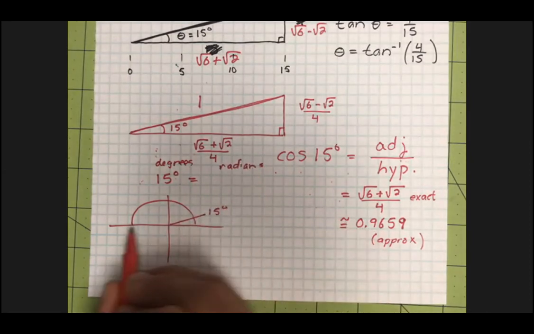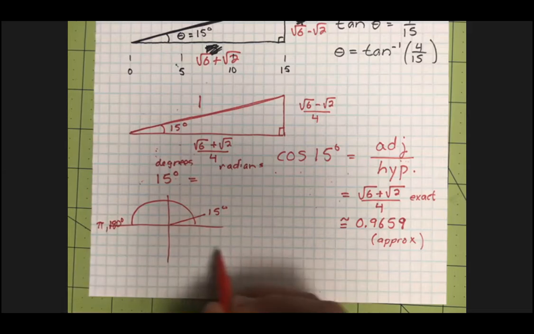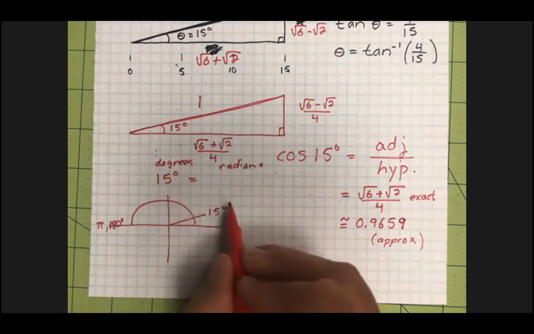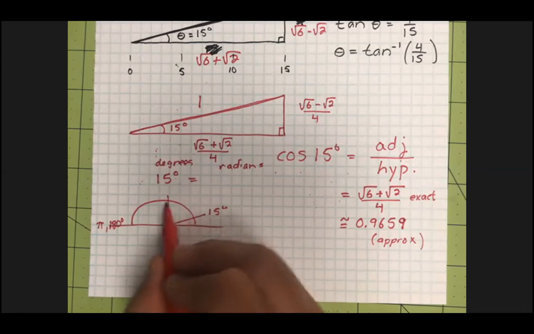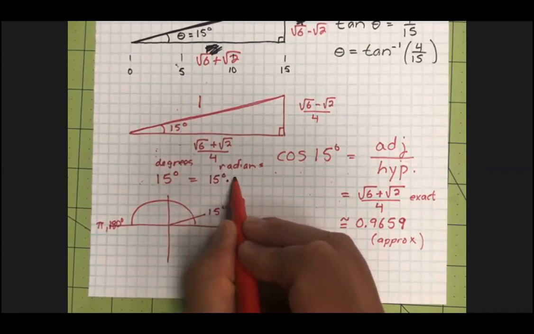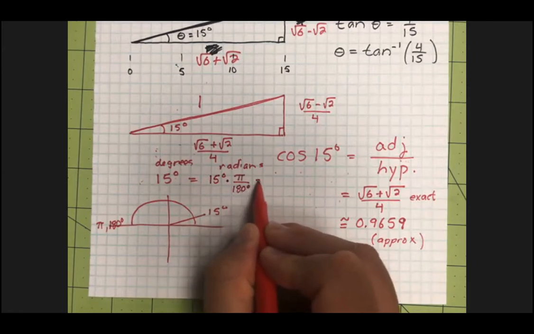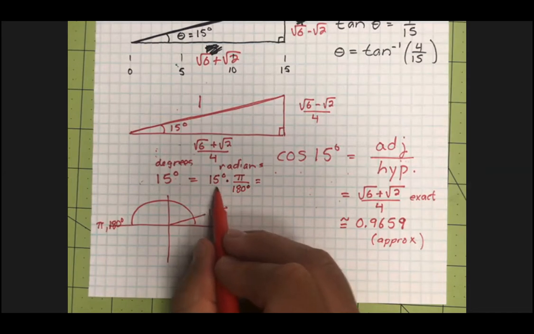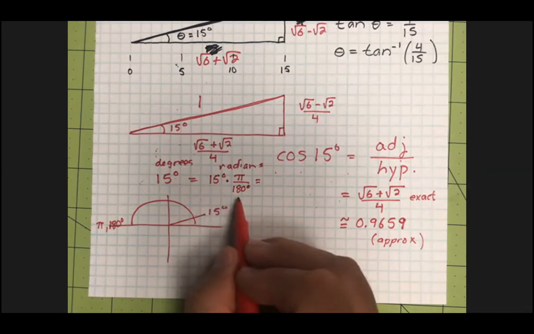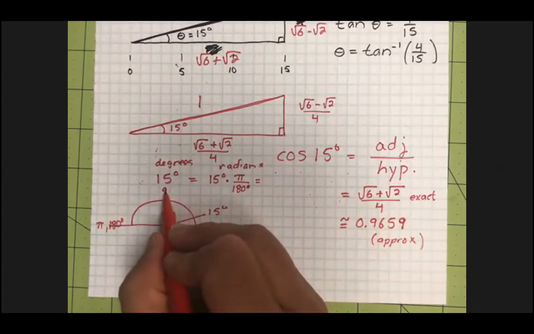There's a couple ways we can do this. Remember, 180 degrees is the same as pi radians. So you could multiply 15 degrees times pi over 180 degrees. And when you do that, just by sheer luck, 15 goes into 180 12 times. Well, it's not luck, but why is it not luck, by the way?